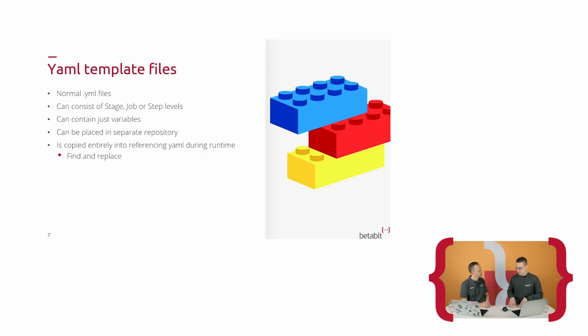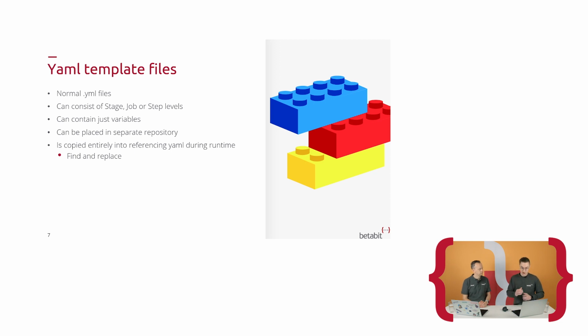When you want to use template files to remove duplicate code, it's actually really simple. It's just a regular YAML file, just the same as your top level build file that you create the pipeline from. It can consist of all those 3 levels that we just talked about, from a stage, a job, or a step. It can also just only contain variables.